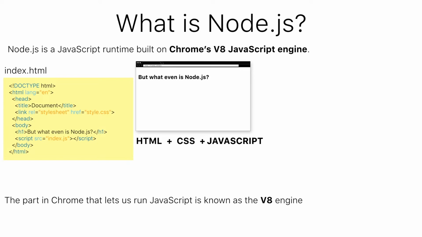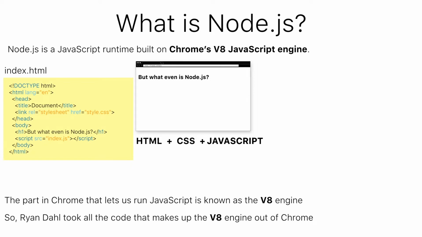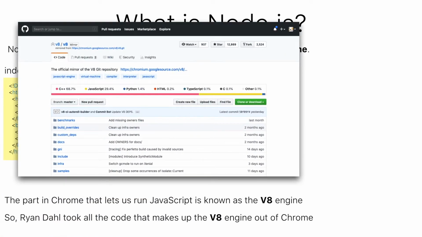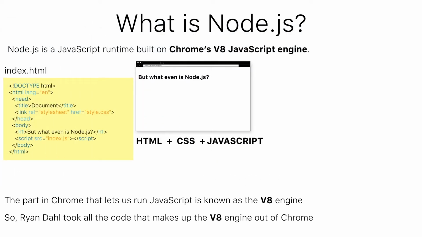Okay, so the part in Chrome that lets us run JavaScript is known as the V8 engine. So what Ryan Dahl did was he took all the code that makes up the V8 engine and ripped it out of Chrome. Here I've included a screenshot to the V8 GitHub repository. And if we look closely, we can see that it's mostly written in C++ and JavaScript. So all of these files, or this entire code base, collectively make up the V8 engine. So again, Ryan Dahl ripped the V8 engine out of Chrome, and here's the logo for the V8 engine.